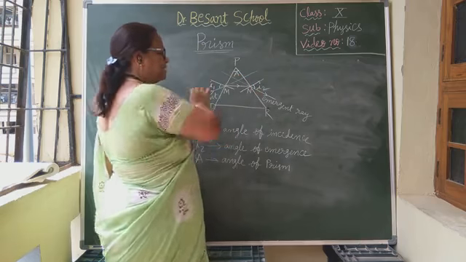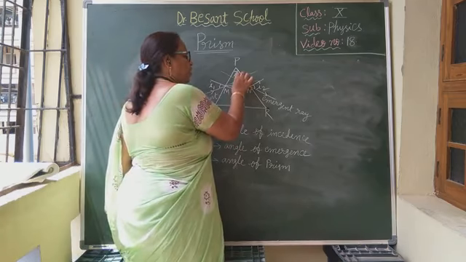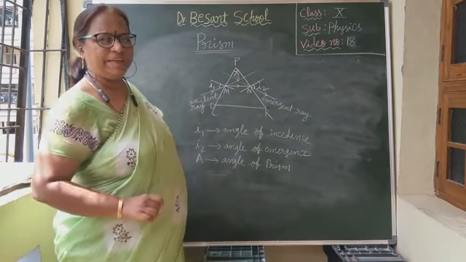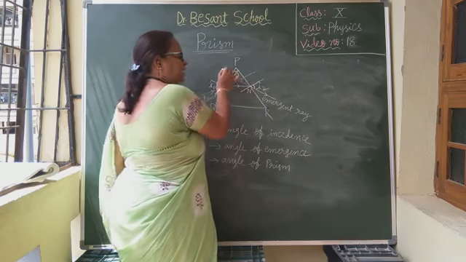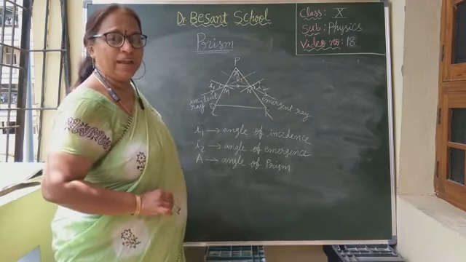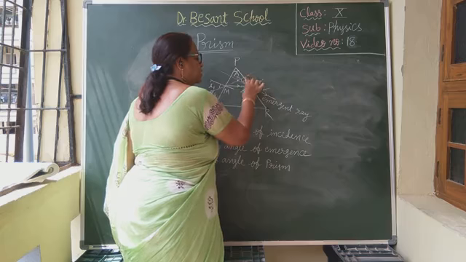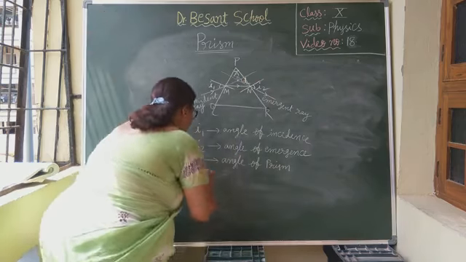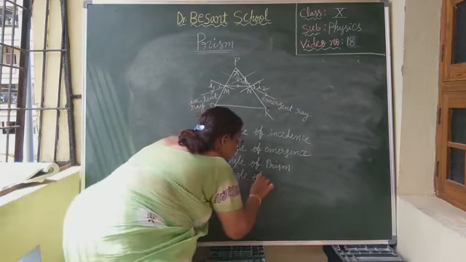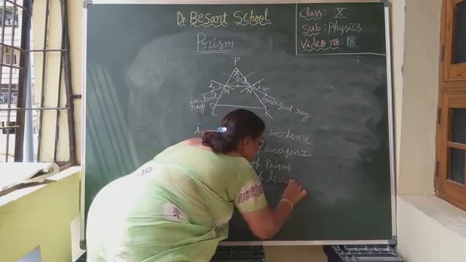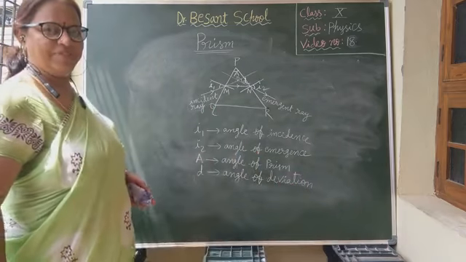Extend the refracted ray in a straight path. You can observe both the incident and refracted rays will meet at a point O. So the angle formed between this incident ray and refracted ray is called the angle of deviation, represented with small d. What is that small d? Small d is the angle of deviation.